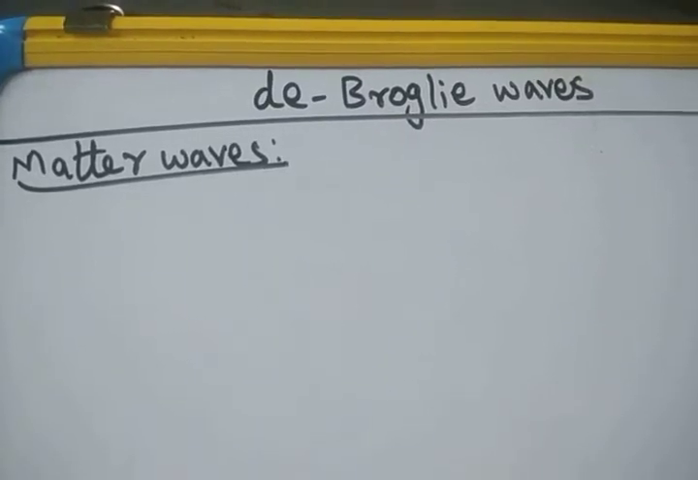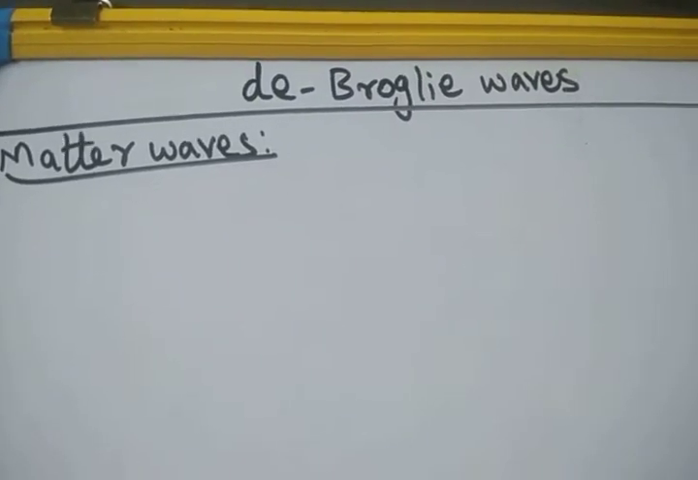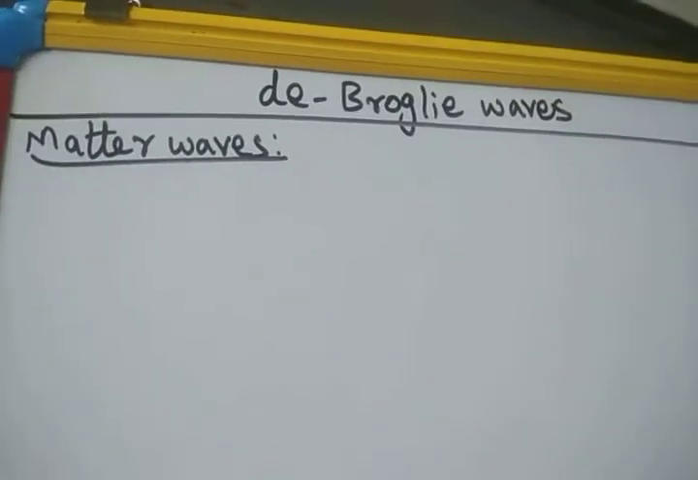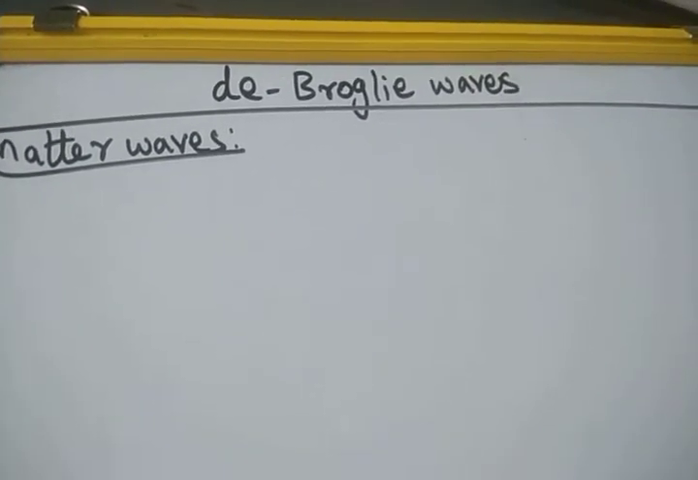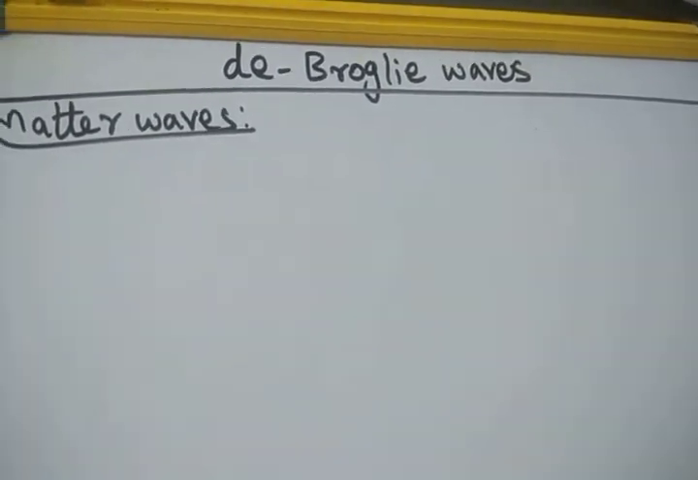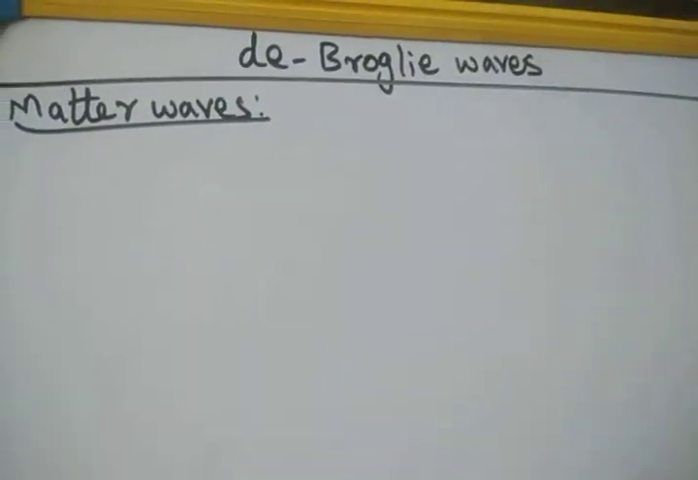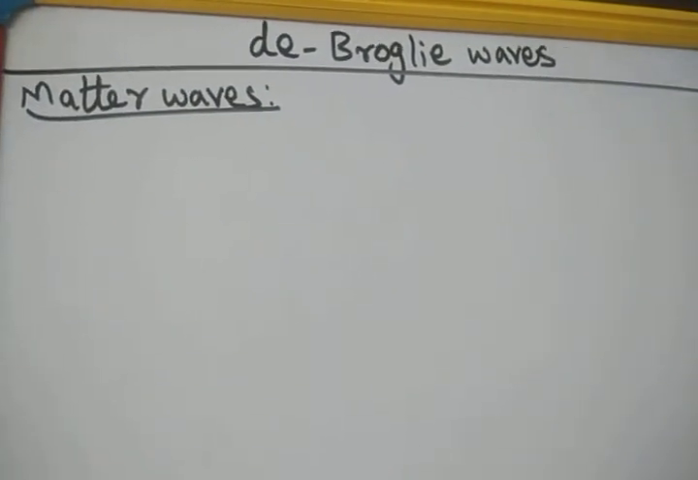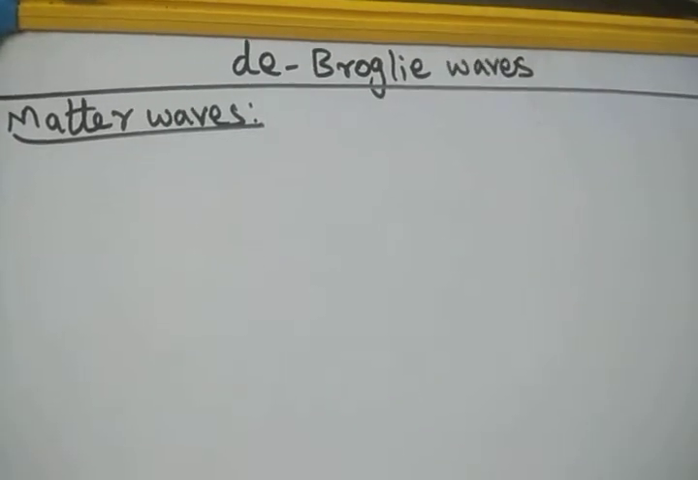De-Broglie waves. By the Einstein photoelectric equation, it is concluded that light is a wave. That wave property of the light also has particle nature. So, what is that particle nature? That particle nature means photon. The light is made up of a huge number of quanta of photons. That photon is a particle.